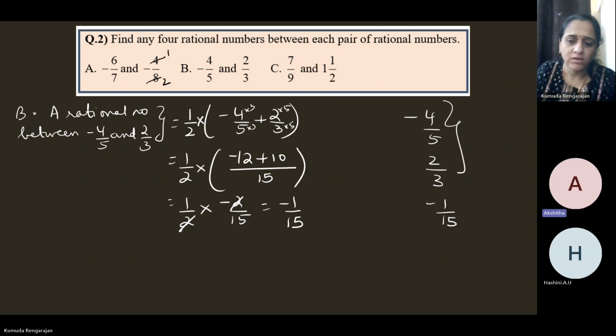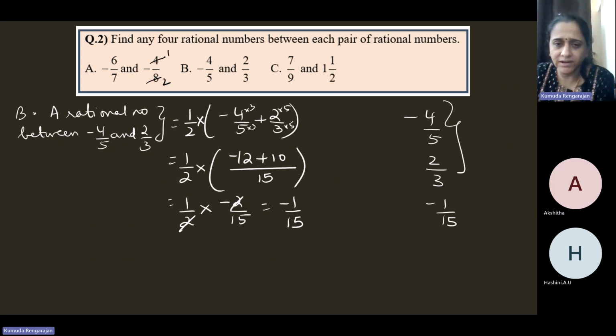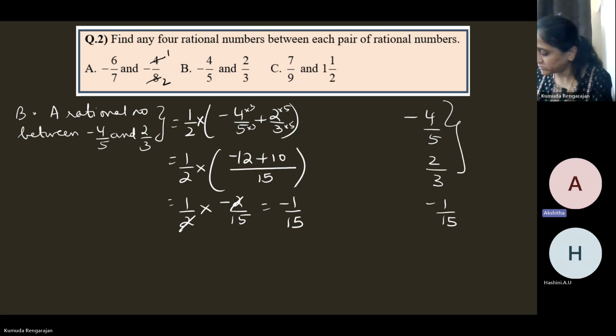Where is your doubt? Which slide? No, ma'am, in our content book, ma'am, they have given a sum, and for that sum they have given an answer. Tell me the sum. -3/7 and -2/5. Which page in the content book? Page number 13, ma'am, mean method. Okay, I saw that.